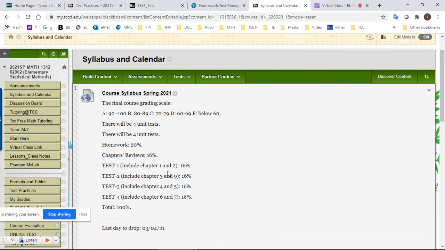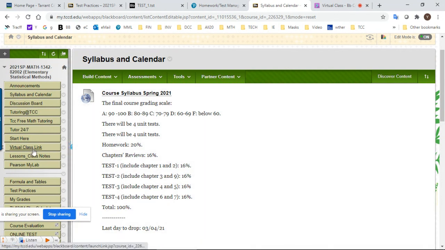Okay. I guess my question is, are the chapter reviews the quizzes on MyMathLab? I know there's a test practice on Blackboard, and I'm not sure which one counts. Blackboard is only for your own practice. It doesn't count as a score. All the grades are on Pearson MyLab, on MyMathLab.